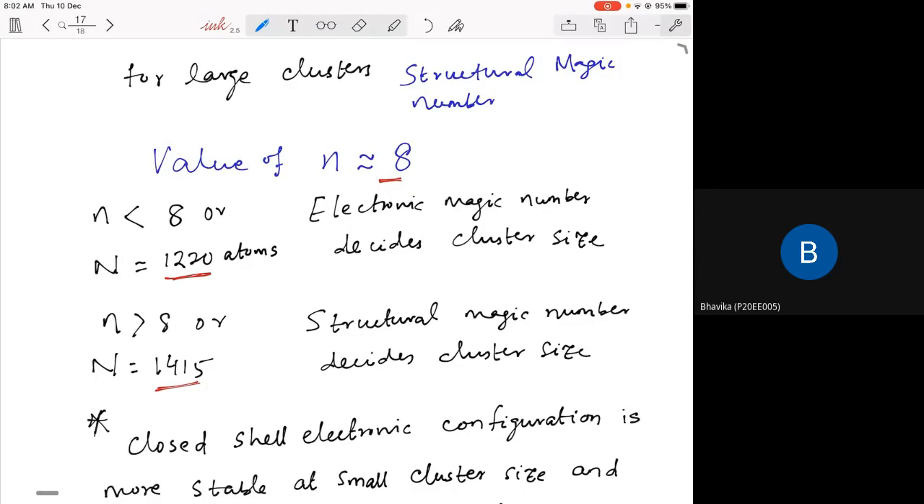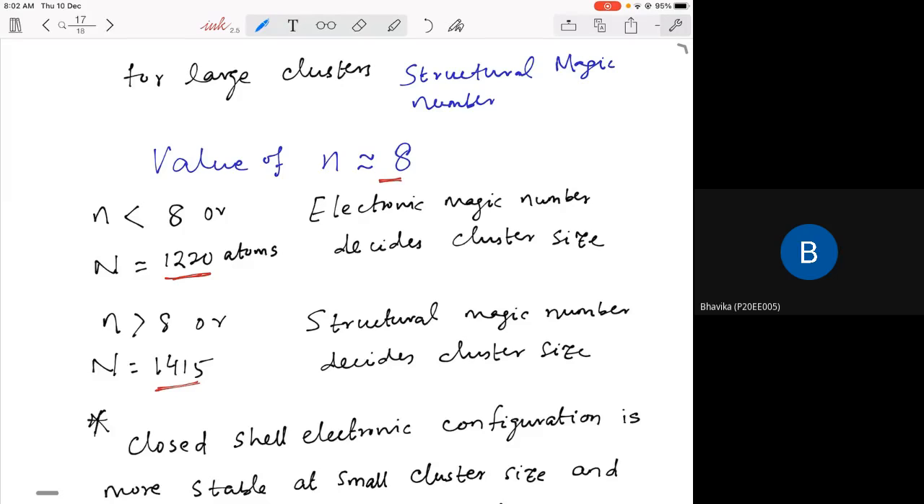Like, what number of atoms makes it a small particle or a large particle? Below 12 or 20 atoms we can say that the electronic magic number is deciding the cluster size, and above 14 or 15 we can say that the structural one is deciding the cluster size.